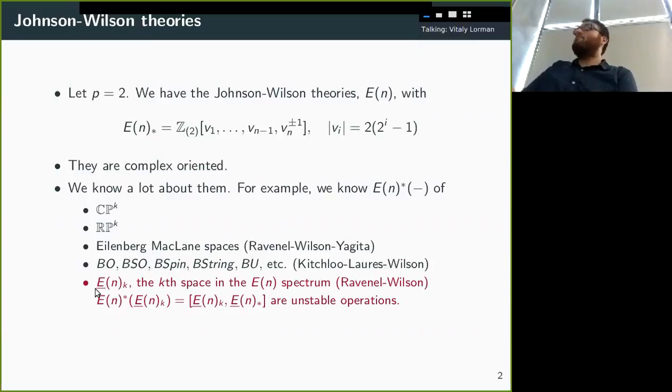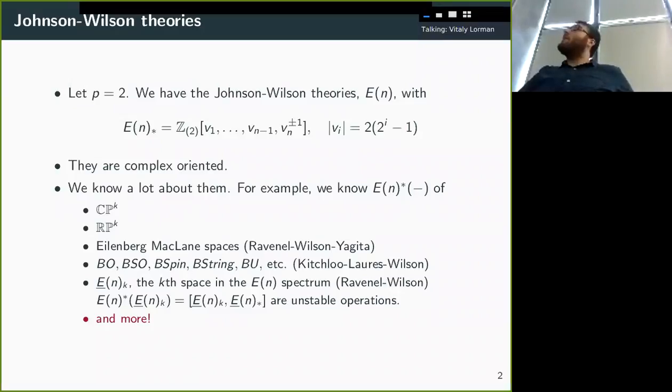So I'll use this notation later in the talk as well. En sub k denotes the kth space in the omega spectrum. And so the En cohomology of this space, this constitutes unstable En operations. Okay, so these act on the En cohomology of spaces. I'll come back to this a little bit later. And a whole lot more. So, you know, among all cohomology theories, we know a whole lot about the Johnson-Wilson theories.